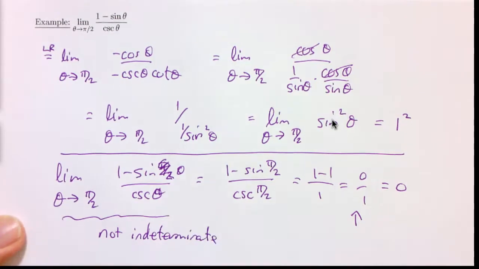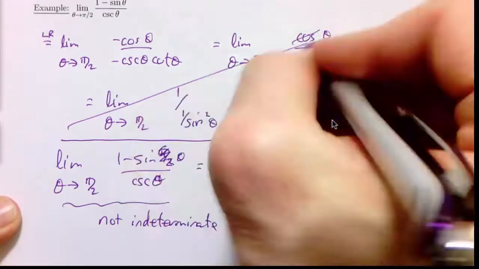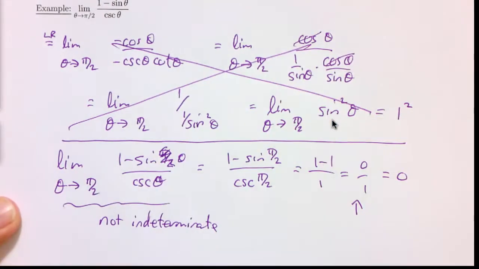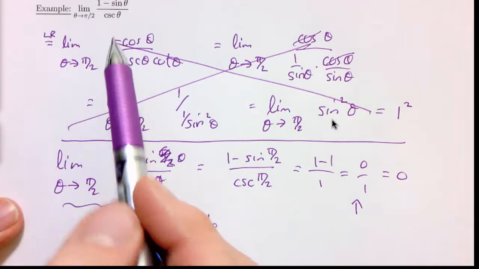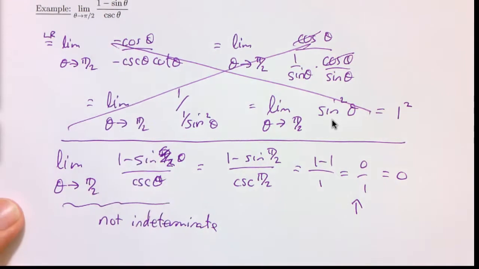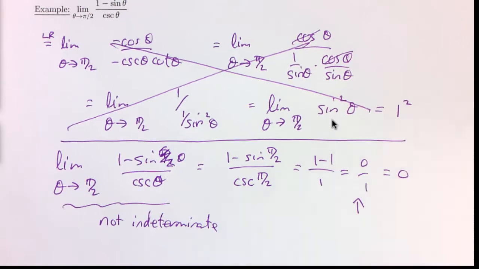And if it's not an indeterminate form, you can't do L'Hopital's rule. The very first thing you need to check is if I plug in here, do I have a limit of the form 0 over 0 or infinity over infinity? If you don't, then stop. L'Hopital's rule doesn't work.